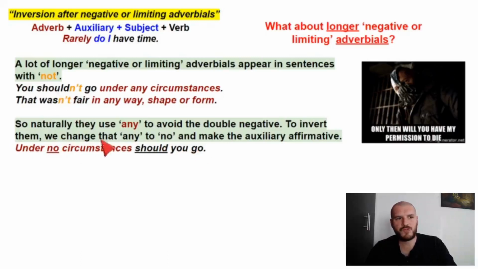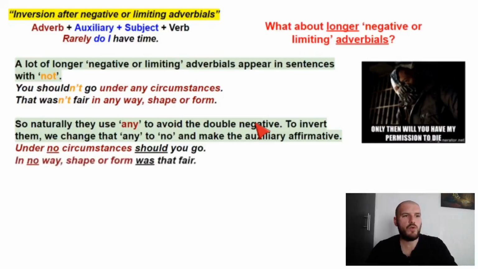So looking at how the first one has changed, I want you to look at the second one, that wasn't fair in any way, shape, or form, and to change that for me, following the same kind of rules that you see here. The any changes to no, and the wasn't changes to was. All right? I'm going to tell you the answer in 3 seconds. 3, 2, 1. Stop the video. Here it comes. In no way, shape or form was that fair. Okay? So there you have successfully inverted this sentence with its negative or limiting adverbial.